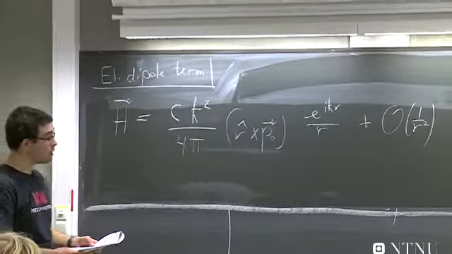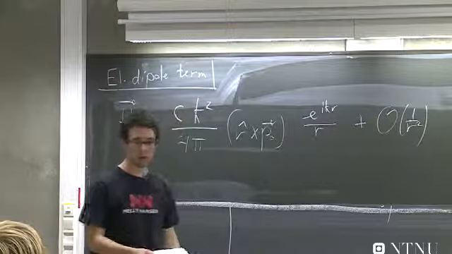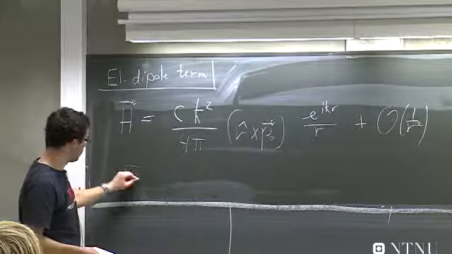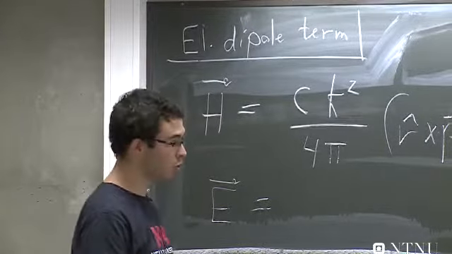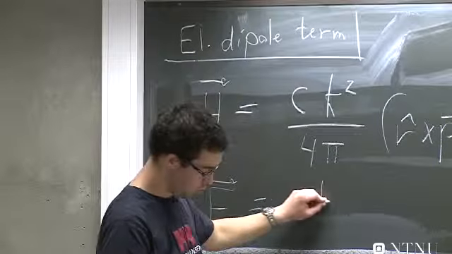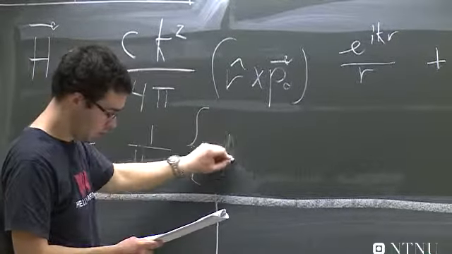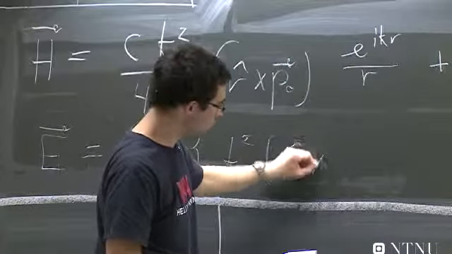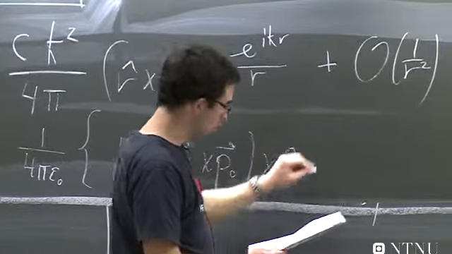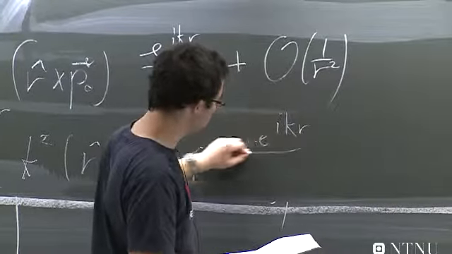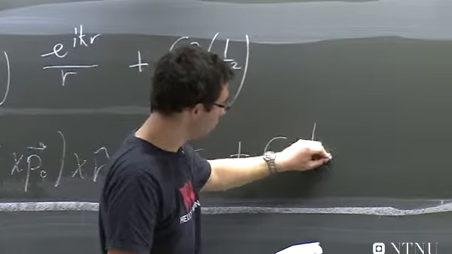So if I now combine this with the lower part of equation 3, the Ampere's law, then I will get out the E field. This is even longer and more tedious, but the procedure is straightforward. You just take some derivatives. So it's 1 over 4 pi epsilon naught, and then k squared r hat cross p naught cross r hat e to the i k r over r, plus order 1 over r squared terms.